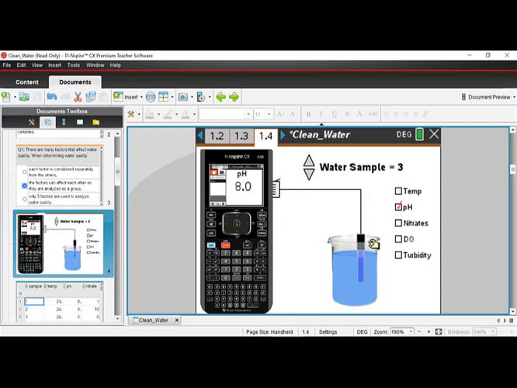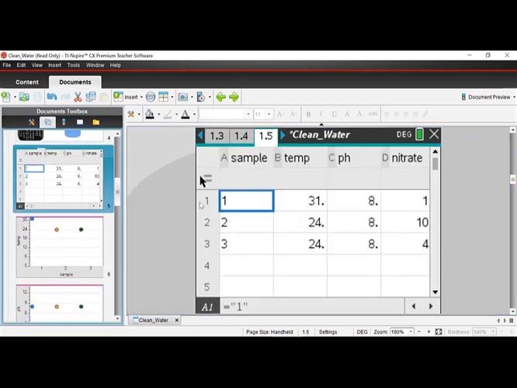pH, 8. So nitrates, 4 milligrams per liter. DO, 10 milligrams per liter. And turbidity, last one of the last sample, 26. Okay. Got that sample as well. Stop collecting data. And let's go take a look at the data, see what we gathered here.